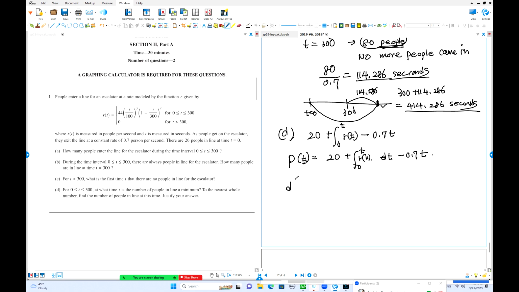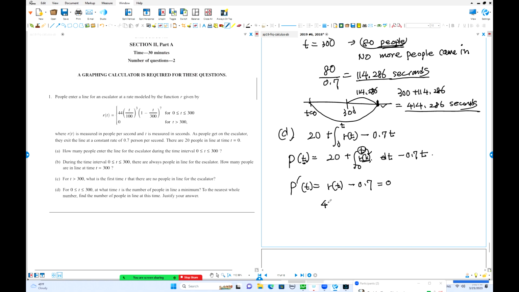So P prime with respect to time, P prime of t, equals how much? 20 plus, this is out. This is the second fundamental theorem of calculus, okay? When we take a derivative with respect to t going into the inside of it, that is r(t) again, right? And the plus, taking a derivative is 0.7, okay? You have to solve this one to make a 0 here, okay?